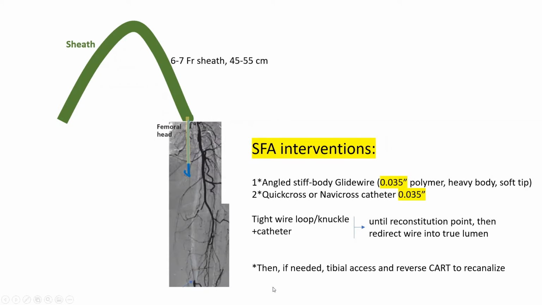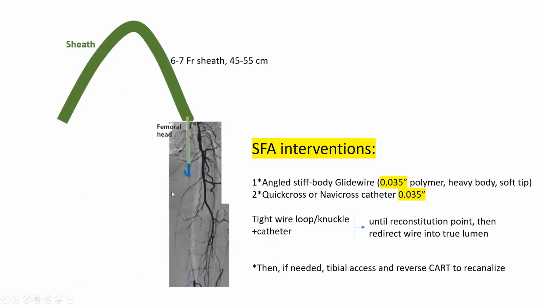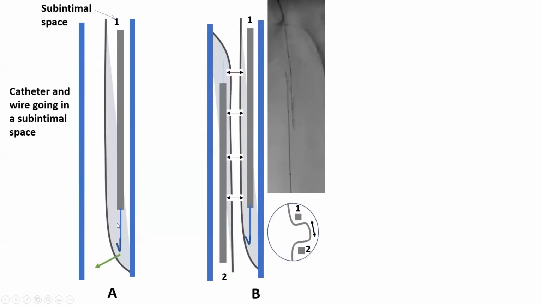Okay, this is an illustration. So this is a total occlusion of that SFA. We advance subintimally using quick cross and wire knuckle, angled stiff glide wire knuckle. The reason we use angled stiff glide wire rather than angled soft is that stiff body. So as you're pushing the knuckle, the tip is soft, but the knuckle bend is stiff. So it gives you more pushability, and the body is stiff. So it gives you more pushability into that subintima.